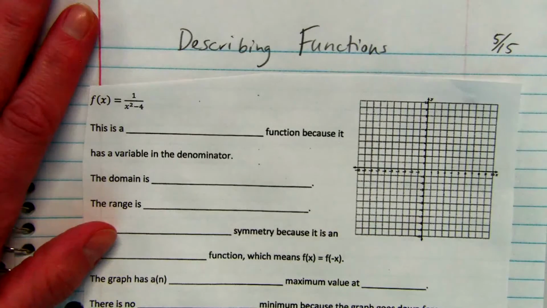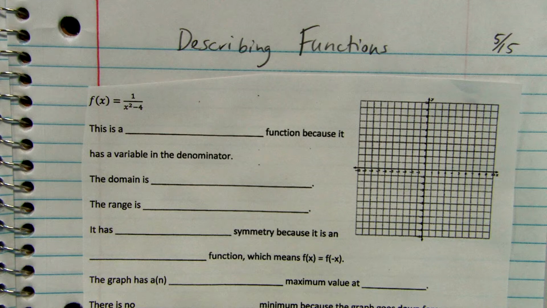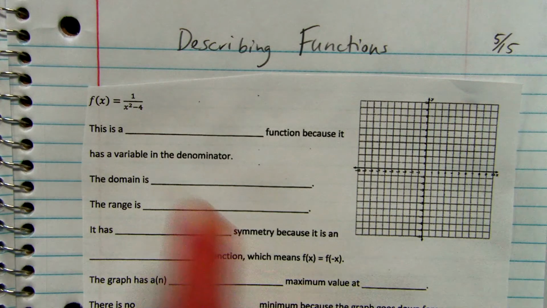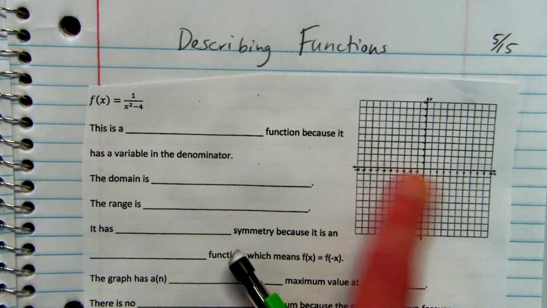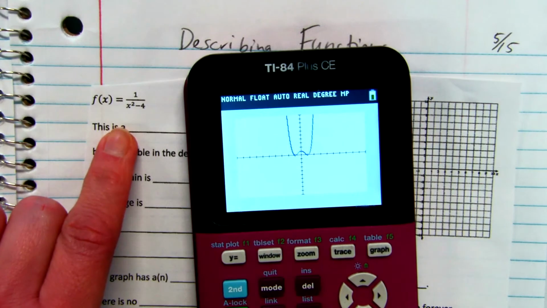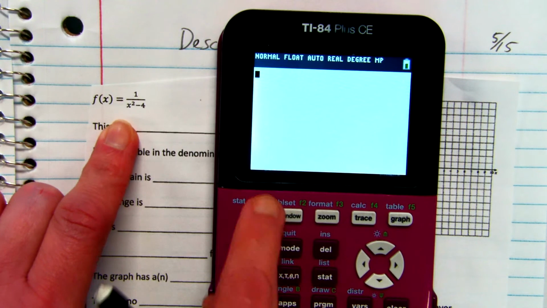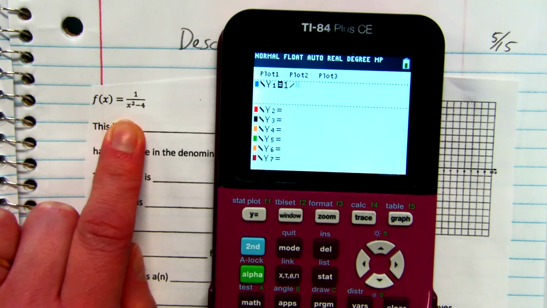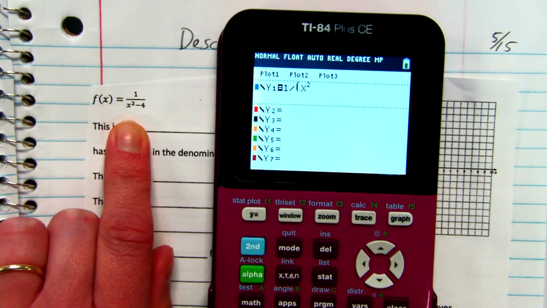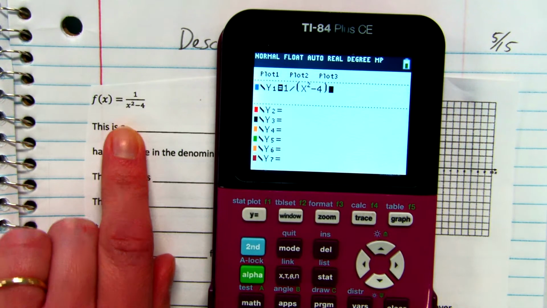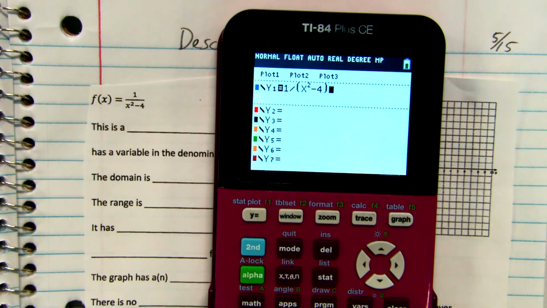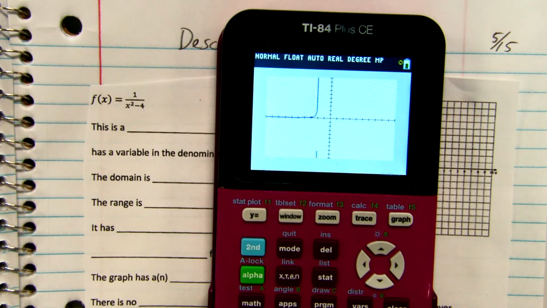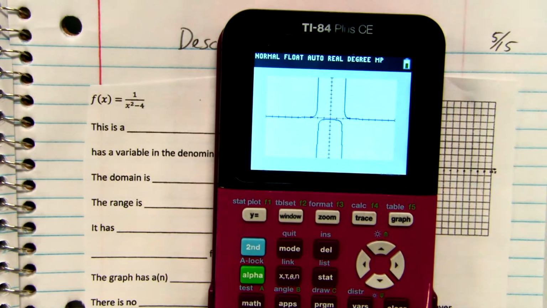All right, so we are going to do a little bit more on describing functions. We're given a function up here. The first thing we should do is get the graph. So we'll go into our y equals and put this function in: 1 divided by parentheses x squared minus 4 close parentheses. And if we go over to our graph, we're going to see that this has some asymptotes at -2 and 2. So I'm going to put those in red.